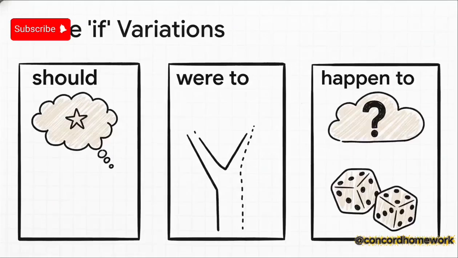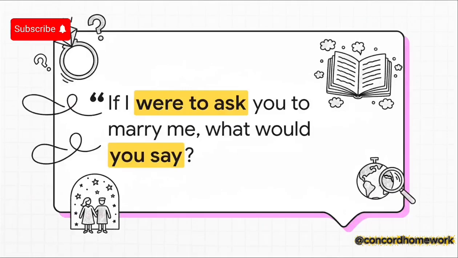So instead of just saying if all the time, you can drop in one of these words to add some extra flavor. Using should kind of hints you don't really expect it to happen. Were to makes it sound even more hypothetical and a bit formal. And happen to is all about emphasizing chance. This is such a great example. By using were to, the question feels way more formal and much more hypothetical than just saying, if I ask you. It just adds this little layer of distance, which makes it a super polite and, honestly, a pretty sophisticated way to ask something so important.